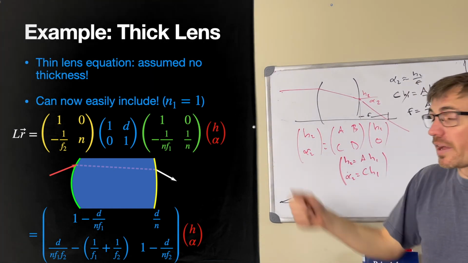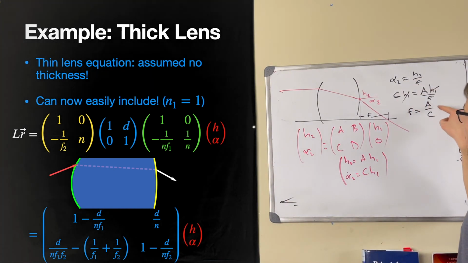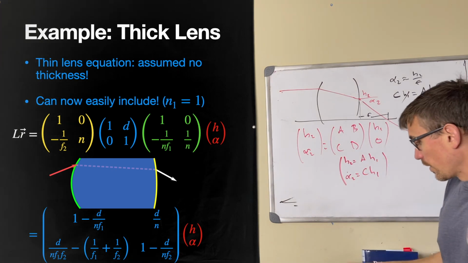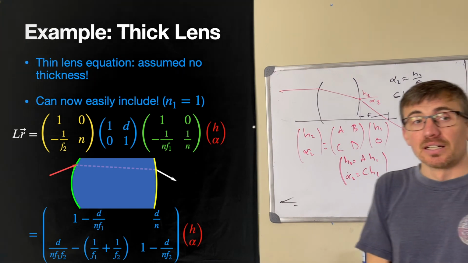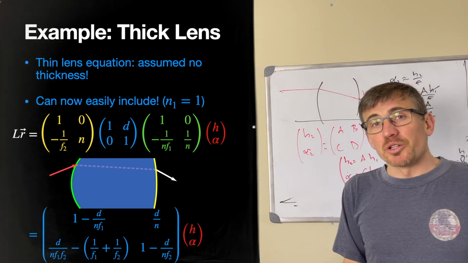And we can actually just plug that in there. So given A and C, we can get the new focal length. All right, so that's what the new focal length of our thick lens is. One thing that's nice about this is it reduces to the thin lens.